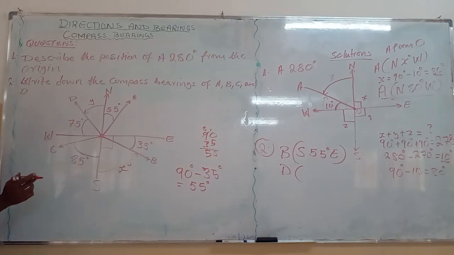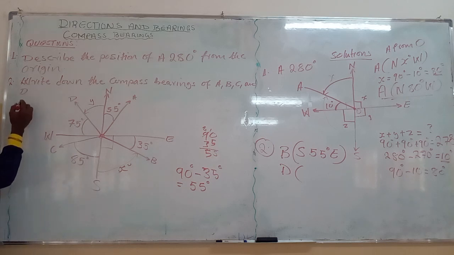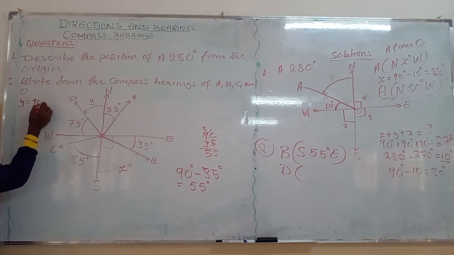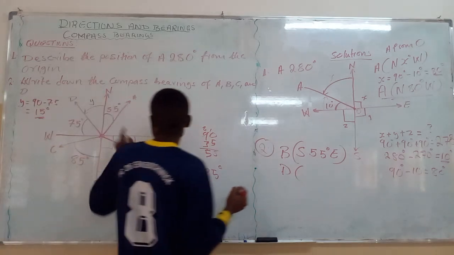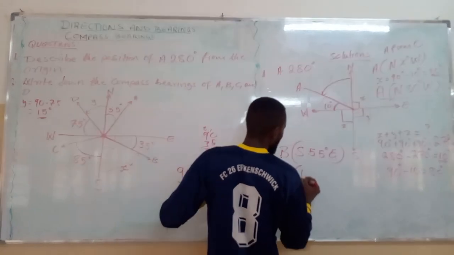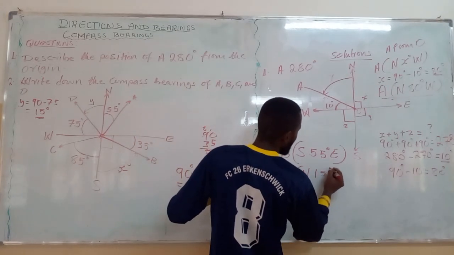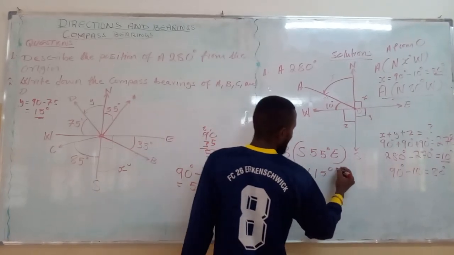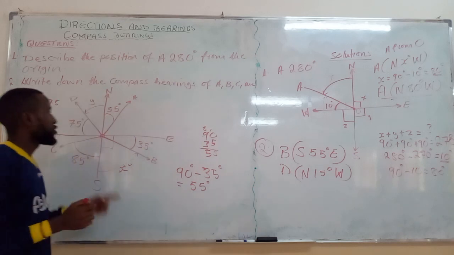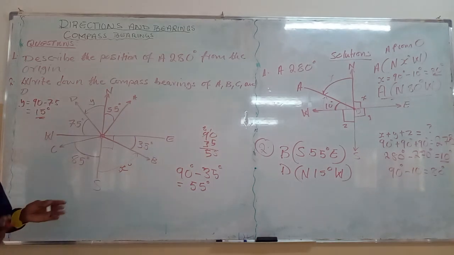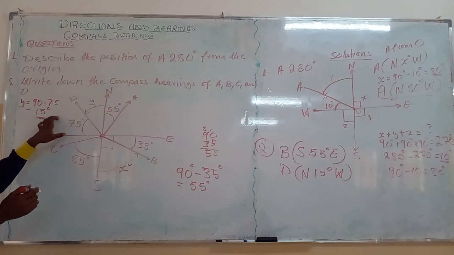They have given us 75. So we are going to say y is equal to 90 minus 75. What is 90 minus 75? That is 15 degrees. So meaning that D will be north 15 degrees, of what? West. And I'm done with this part. I've named it. This was my area of concern. I just wanted to see if you still remember how to name these positions.